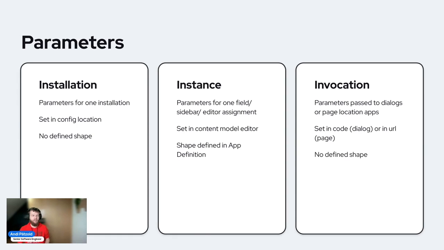Then on top of that, we have instance parameters. Like we are now building a field app that's being used in one content type in one field.